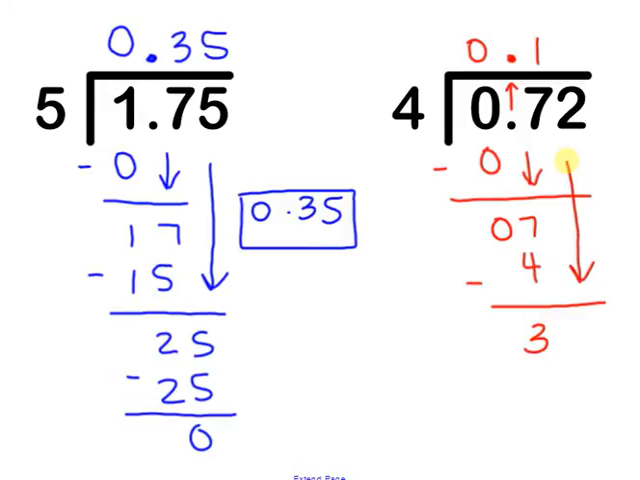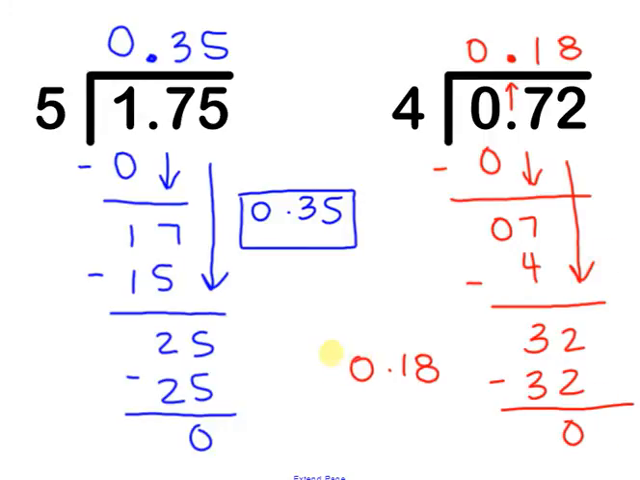Bring down the 2. 4 goes into 32 8 times. 8 times 4 is 32. Subtract. 32 minus 32 is 0. Nothing left to bring down. The answer here is 0.18, or 18 hundredths.